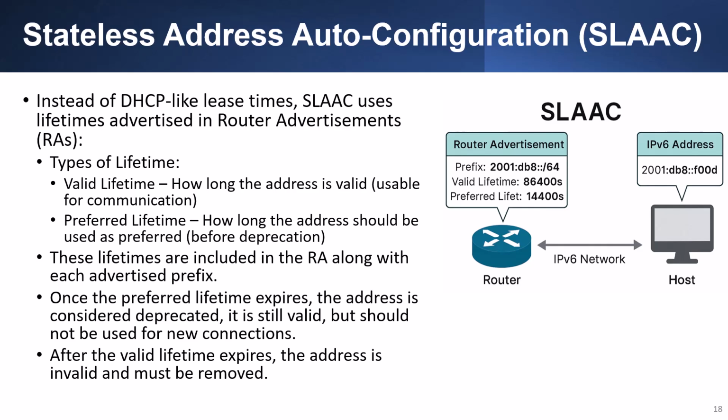Instead of DHCP-like lease times, SLAAC uses lifetimes advertised in router advertisements. Types of lifetime include the valid lifetime, which is how long the address is valid and usable for communications, and the preferred lifetime, which is how long the address should be used as preferred before deprecation. These lifetimes are included in the RA along with each advertised prefix.